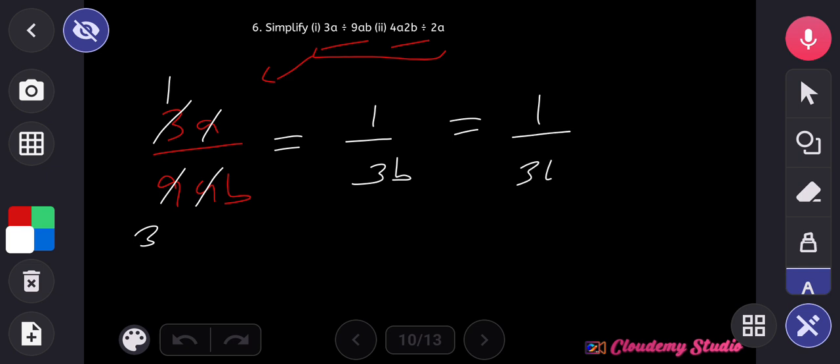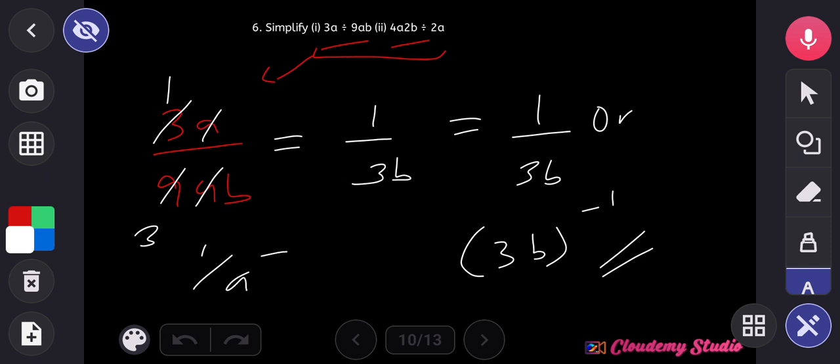Or, if you are going to use the law of indices, you can say 3b raised to power minus 1. Remember, in the law of indices, 1 over a equals a raised to power minus 1, and that is the reason why we're having this.